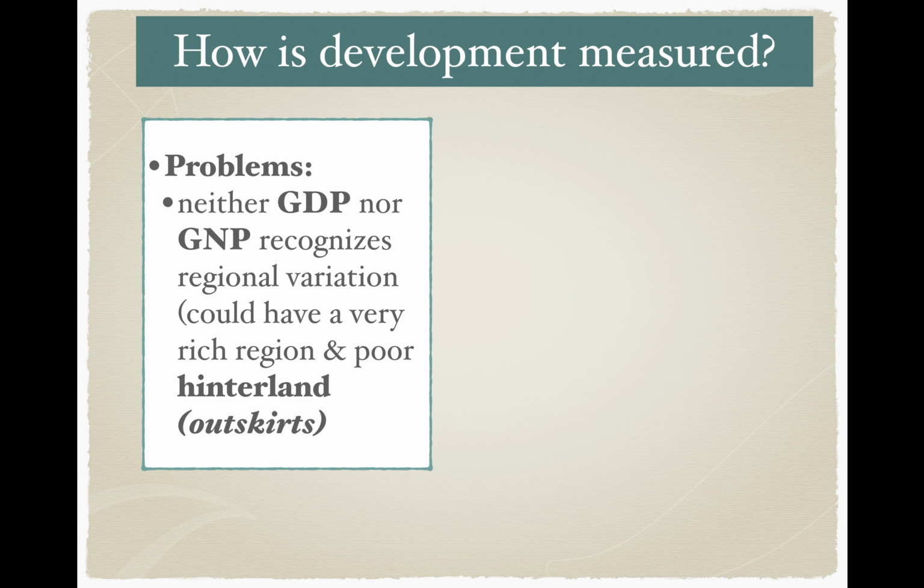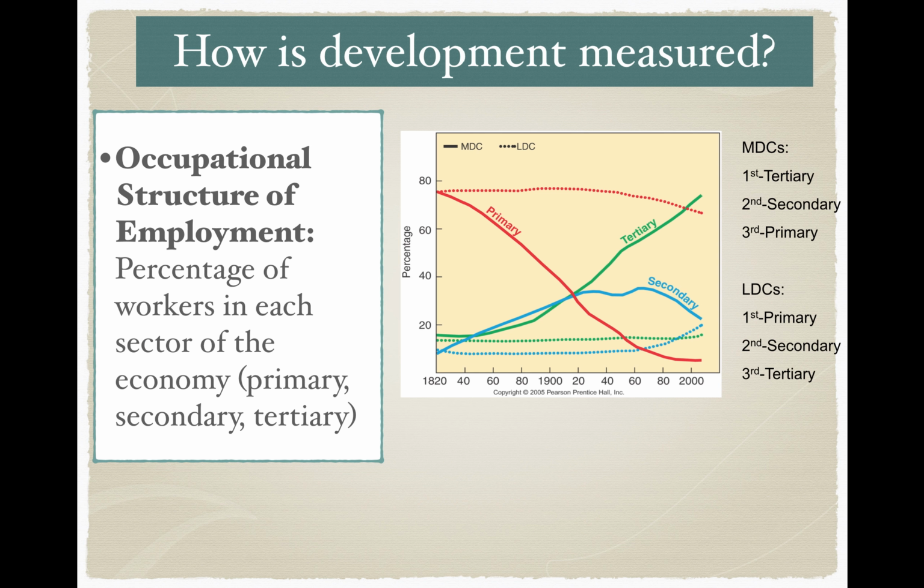So it can give a false impression about the total development of a country when, in fact, only part of that country or a region of that country may be developed, or vice versa. Maybe there's a large majority of people who are quite poor. It doesn't reflect the regional distribution of goods. So that's a problem with the GDP and the GNP.